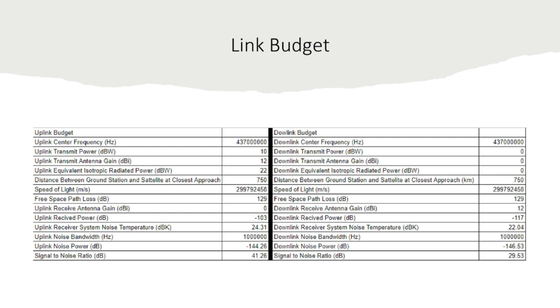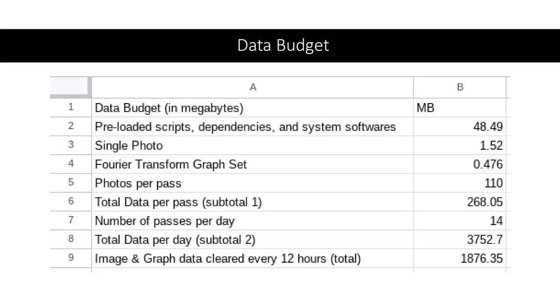Here is our data budget. Essentially, our data budget tells us how much space each picture takes, how much space the software takes, and basically how much space everything saved on the SD card of the Raspberry Pi takes. We want to keep our data consumption under 2 gigabytes, and we are right at 1.876 gigabytes because we clear our imaging data every 12 hours.